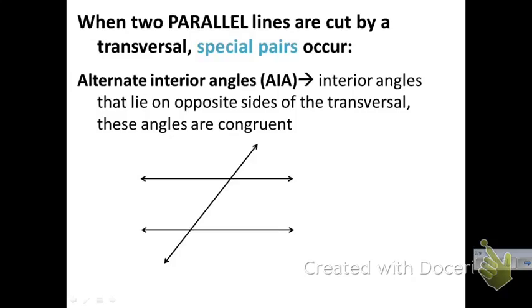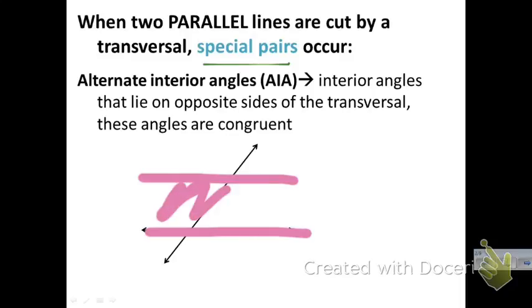Okay, so when two parallel lines are cut by a transversal, there are special pairs that occur. We're going to talk specifically about 4 of them. The first one's our alternate interior. To be alternate interior, these are our angles that are inside our parallel lines. So we're looking at all these angles inside.